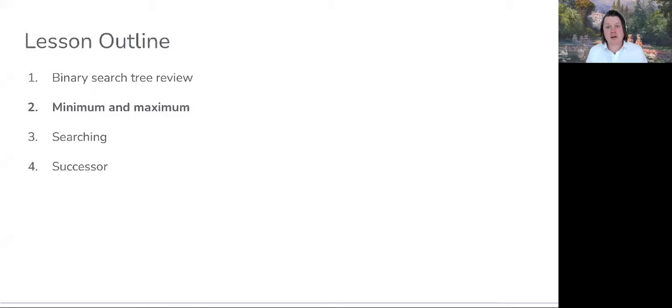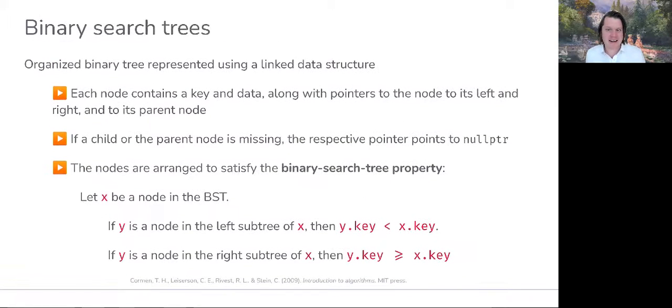Howdy and welcome back. So finding the minimum and maximum keyed node within a binary search tree is going to be quite straightforward. The reasoning being is that the nodes are going to be arranged within our binary tree to satisfy the binary search property. So let's say we're looking for the minimum value. Where would that reside in the tree?